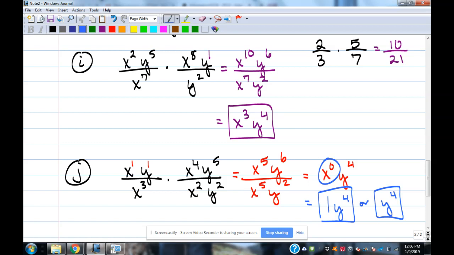And in fractions, 7 divided by 7 is how much? 1. Just like x to the 5th divided by x to the 5th is 1. It's the same thing on top and bottom. Okay? So multiplying fractions, look for the same bases. Multiply across. Top times top, bottom times bottom.